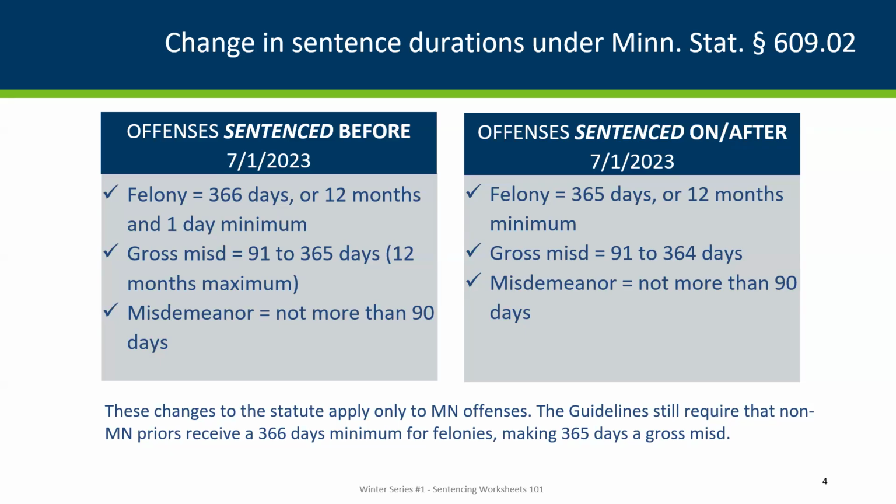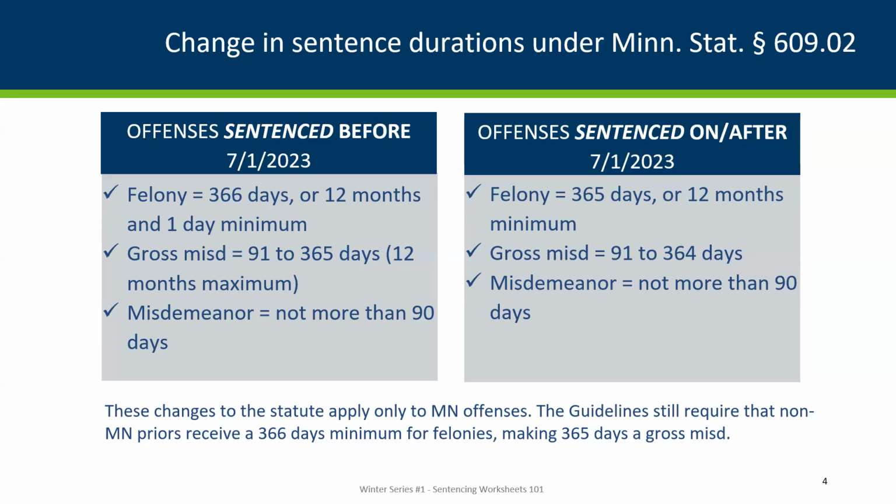So whenever you see a prior offense that received 365 days, double check that sentencing date. Because if it was before 2023, it's a gross misdemeanor. But if it was after July 1st of 2023, it was a felony. So we don't want to look at the current offense date. We want to look at the date that the prior offense was sentenced so that we can point to the duration in effect at that time.